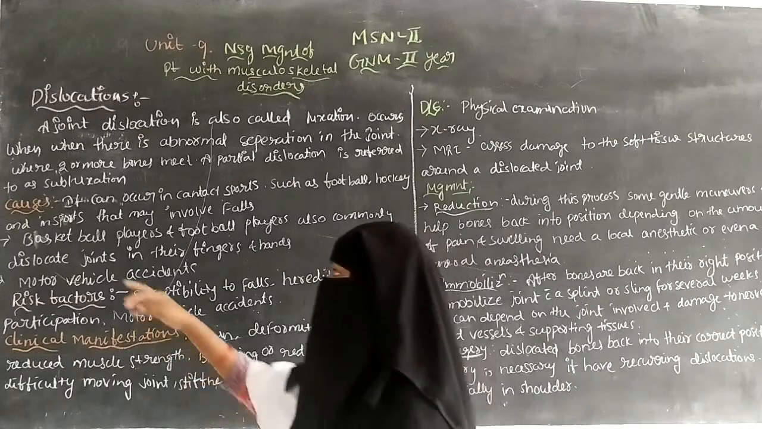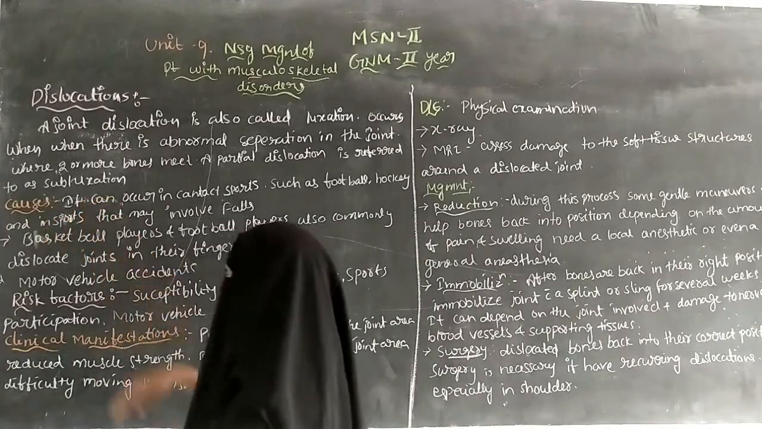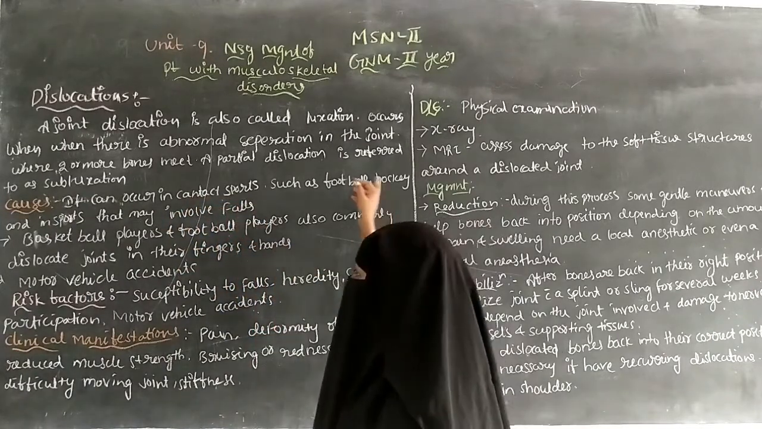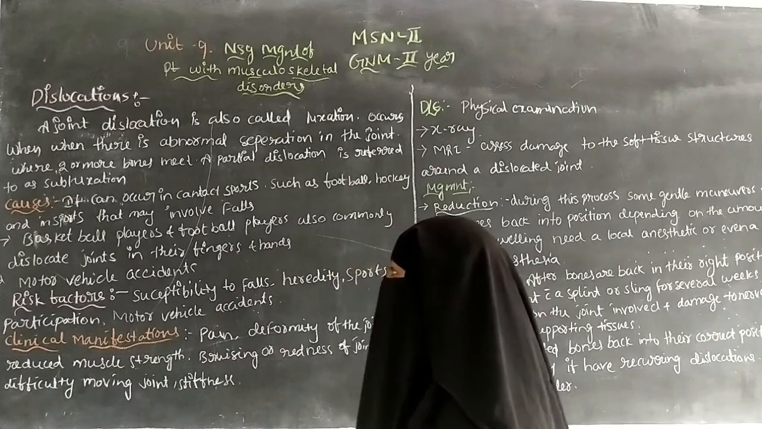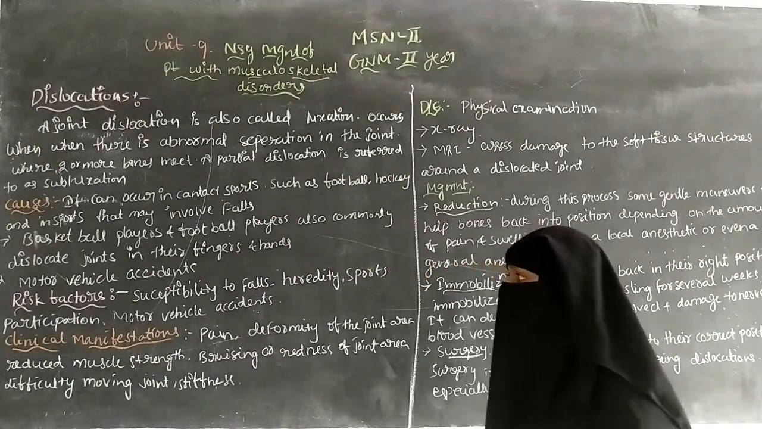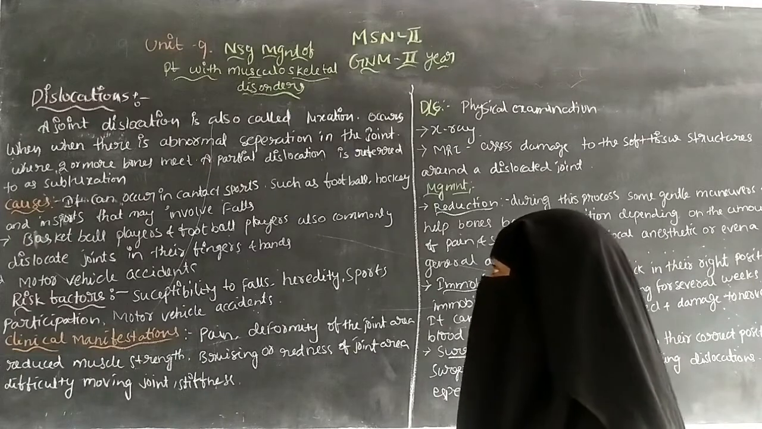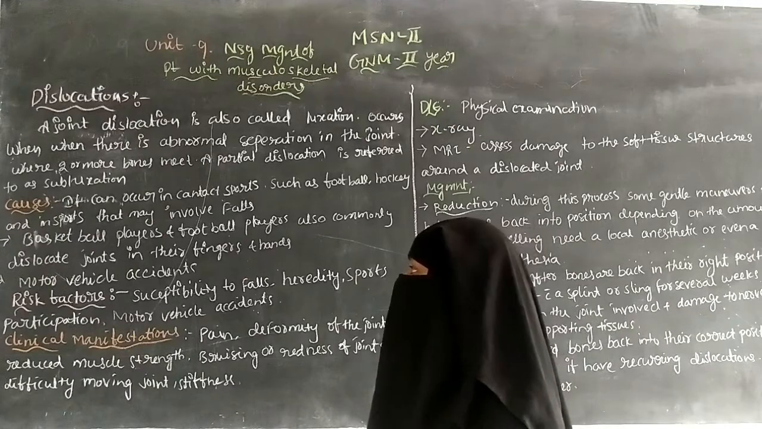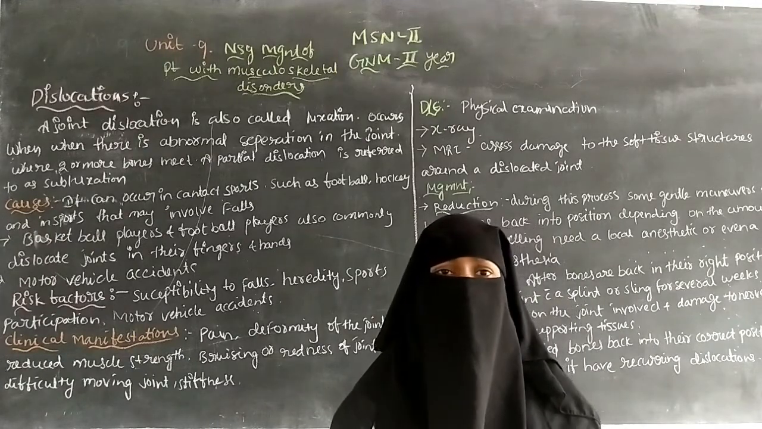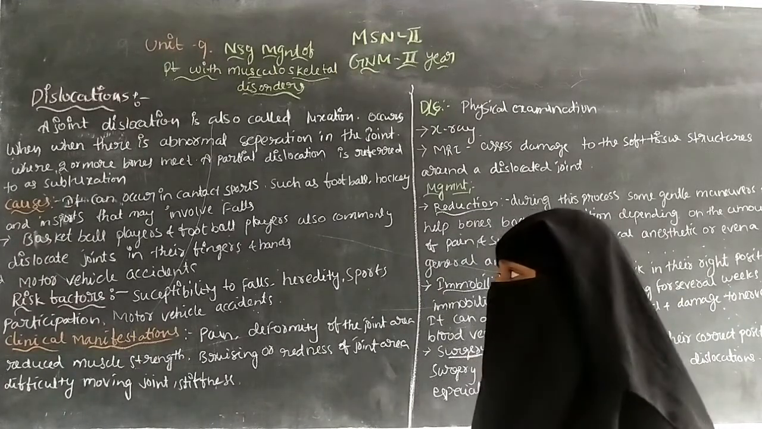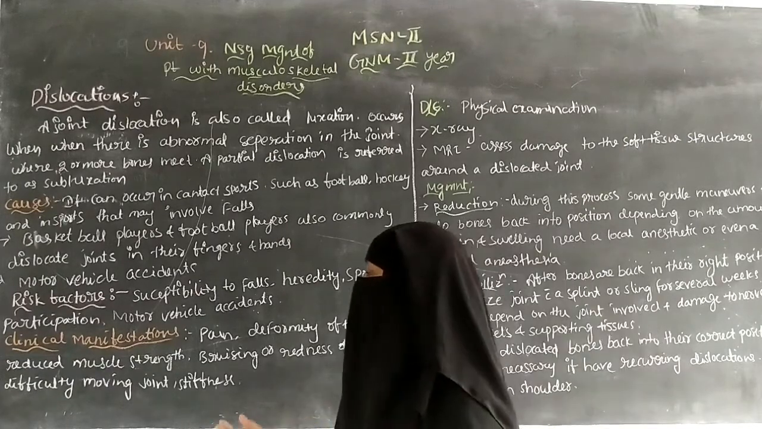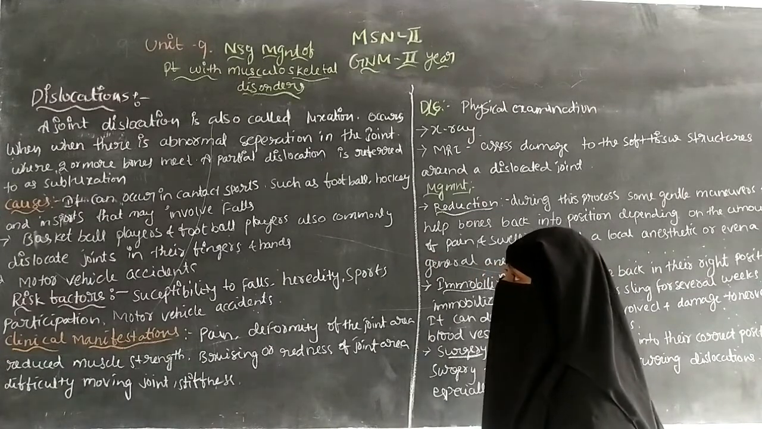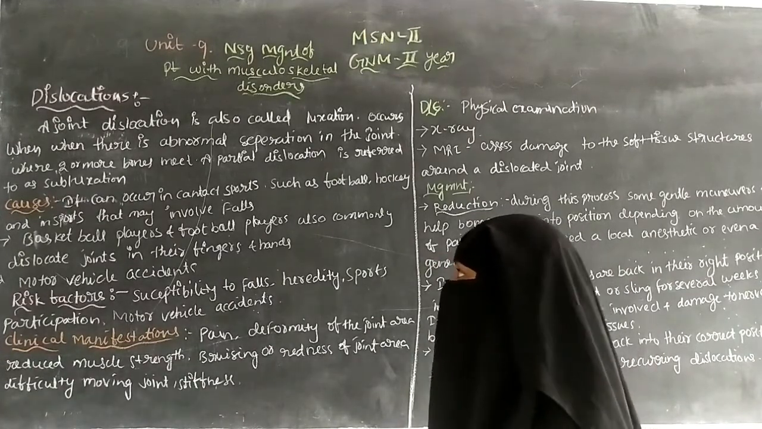So next one is causes. The causes include contact sports such as football and hockey, and sports that may involve falls. So the causes include sports, such as football and hockey players. During play there are chances of a fall, and because of the fall the patient will have a dislocation.